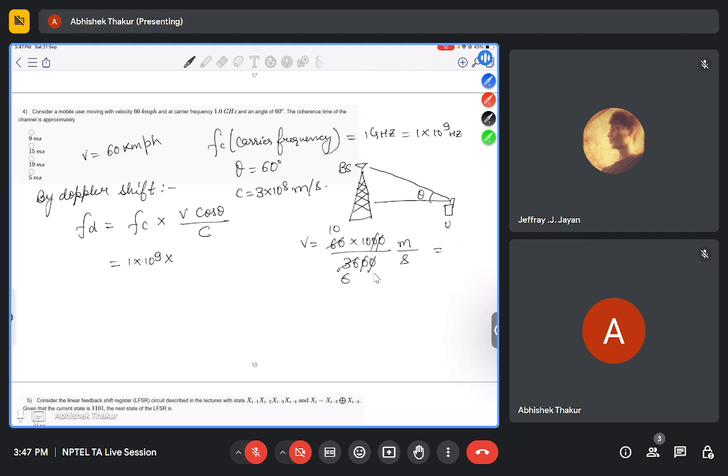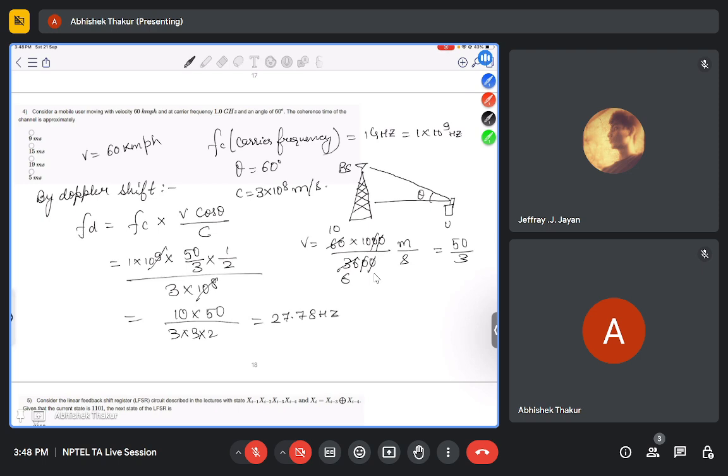So that will be 100 by 6, that is equal to 50 by 3. It is 50 by 3 meter per second, and cos 60 degree, that is 1 by 2, and the speed of light is 3 into 10 to the power of 8. So we will get 10 into 50 divided by 3 into 3 into 2. So our Doppler frequency will become 500 by 18. So it will become 27.78 hertz.